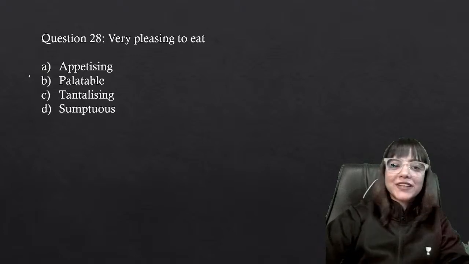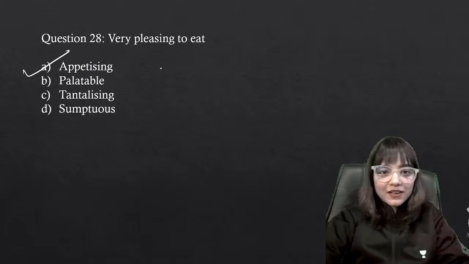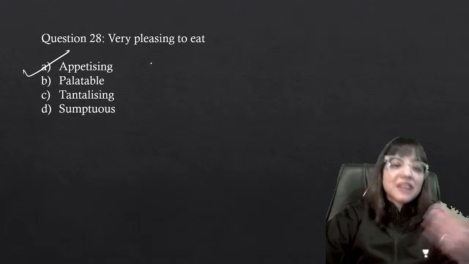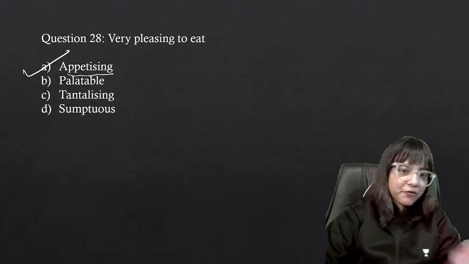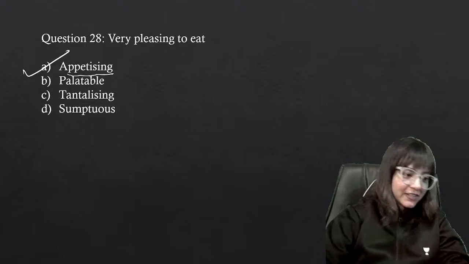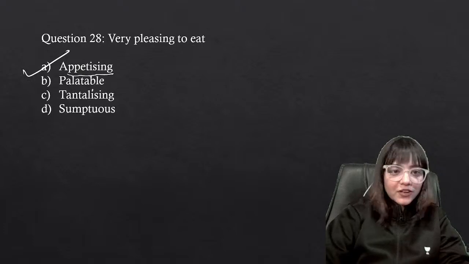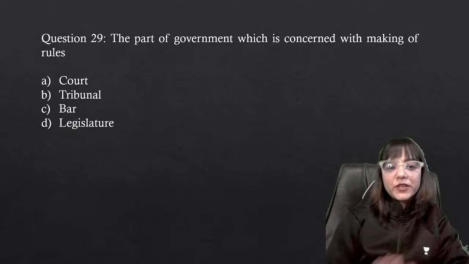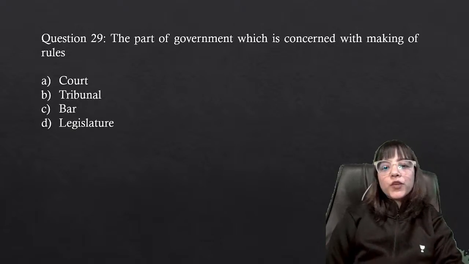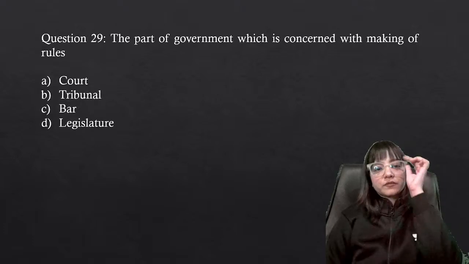Isn't that right? Anonymous. Nikhil is also saying alpha. Yes, that's why it is called appetizer. An appetizer is something that you eat before, something that is pleasing to eat. Appetizers are presented before you have the full meal. All right, so appetizing. And 29th question, the penultimate question: the part of government which is concerned with making of rules. What is it called?